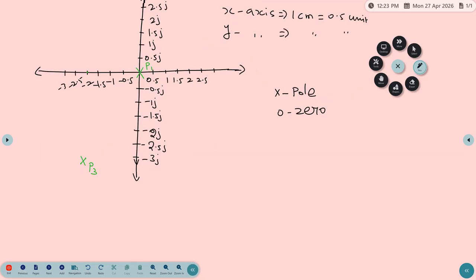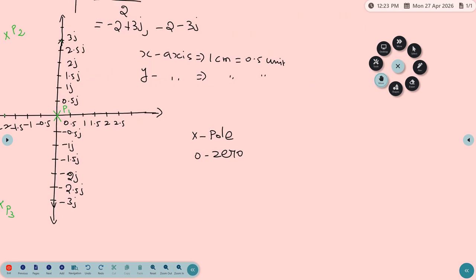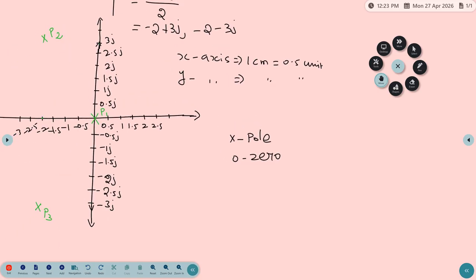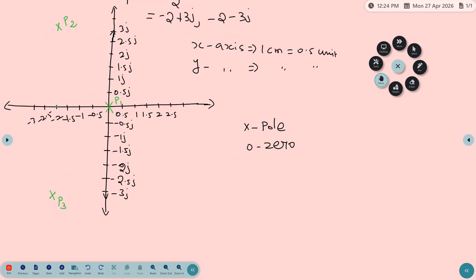So this is step number 1. We need to locate poles and zeros in the graph sheet. We have 3 poles. P1 equal to 0, we marked here. P2 equal to minus 2 plus 3j. So this is the minus 2 line and the plus 3j line, meeting at minus 2 plus 3j. Similarly, P3 is minus 2 minus 3j. So step number 1 is over. Now step number 2.